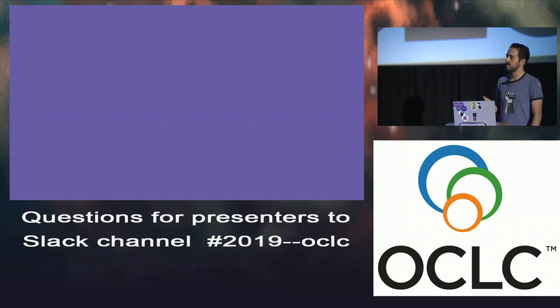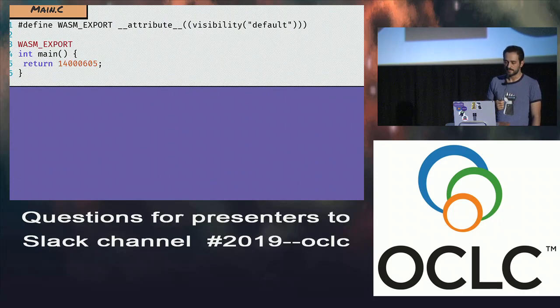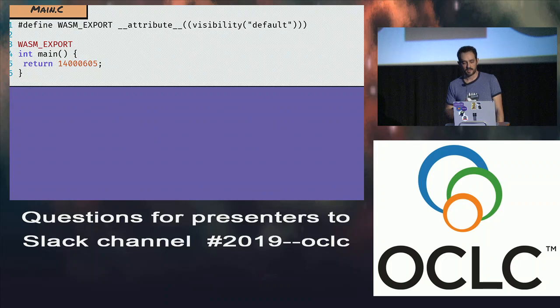So let's take a look at an example. So this is a C function. And we have, if we look at lines 4 and 5, we have a function called main.